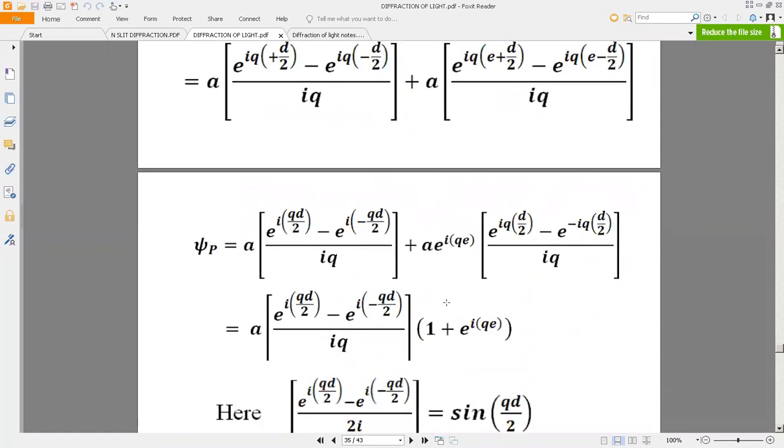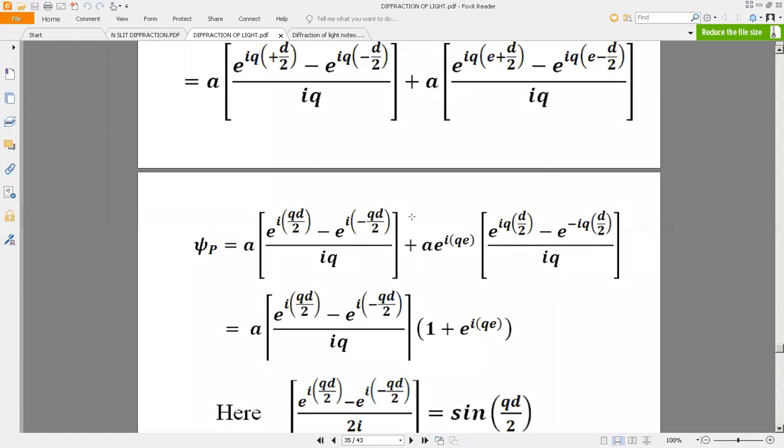Okay, I hope you can see now just by comparing this. The first term remains the same. I have not altered this. In the second term after this a, I have taken e power iqe outside. If I take e power iqe outside, it is e power iq d by 2 minus e power minus iq d by 2 divided by iq. So this square bracket term and this square bracket term, they are the same, right?